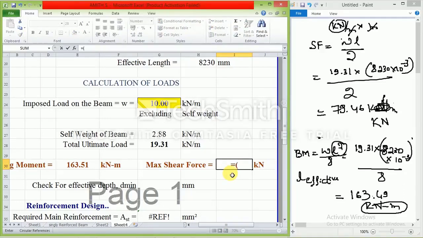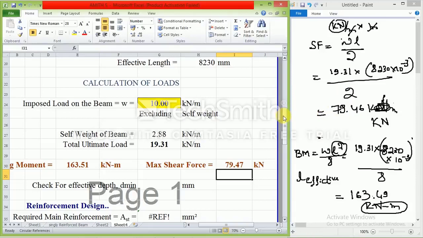So I am going to apply the shear force in Microsoft Excel. I am opening a bracket, again I need to take the ultimate load, I am closing the bracket into, okay, better I'll put one more bracket here, W into, so what is the effective length? I am converting it into 10 power minus 3, divided by 2. 79.46, 79.47, somewhere equal. So the thing is fine.